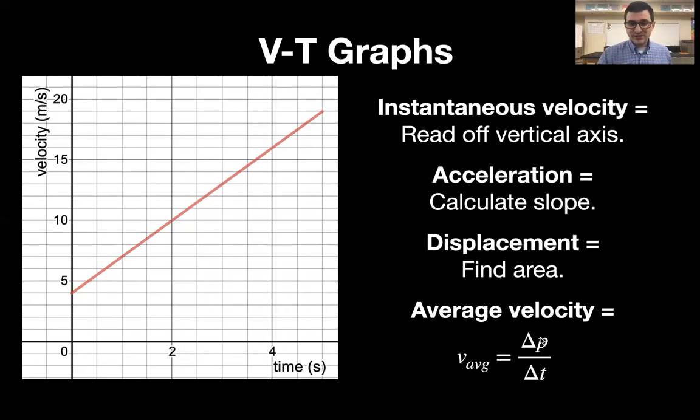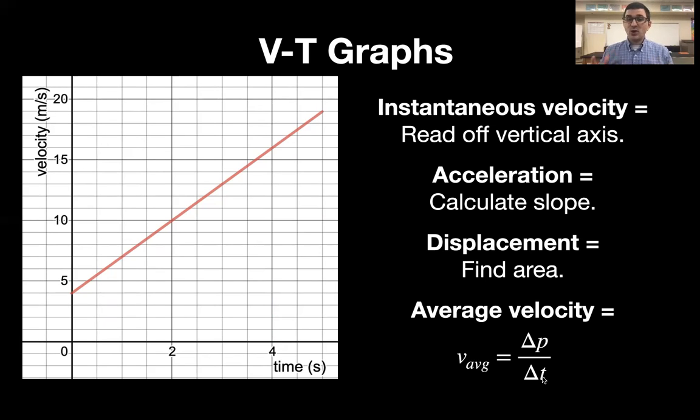And don't forget, change in position is just another way to say displacement. So first of all, you're going to have to find the displacement by finding the area, and then just divide by the change in time. And that is all of the things that I'm going to ask you to do when analyzing a velocity versus time graph.